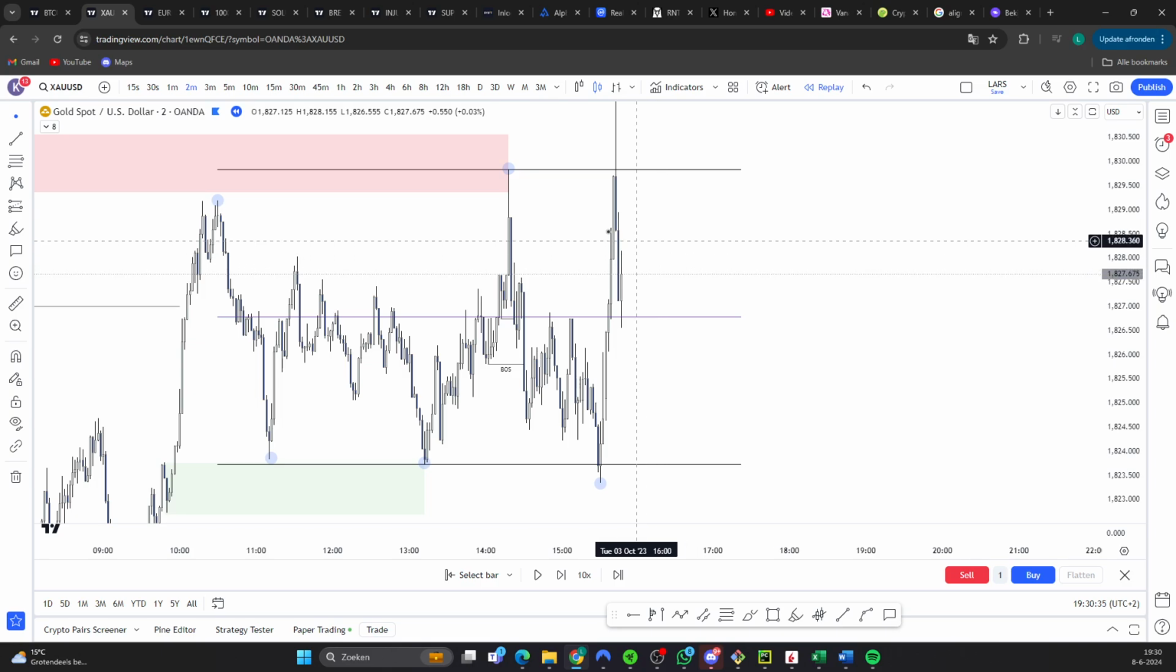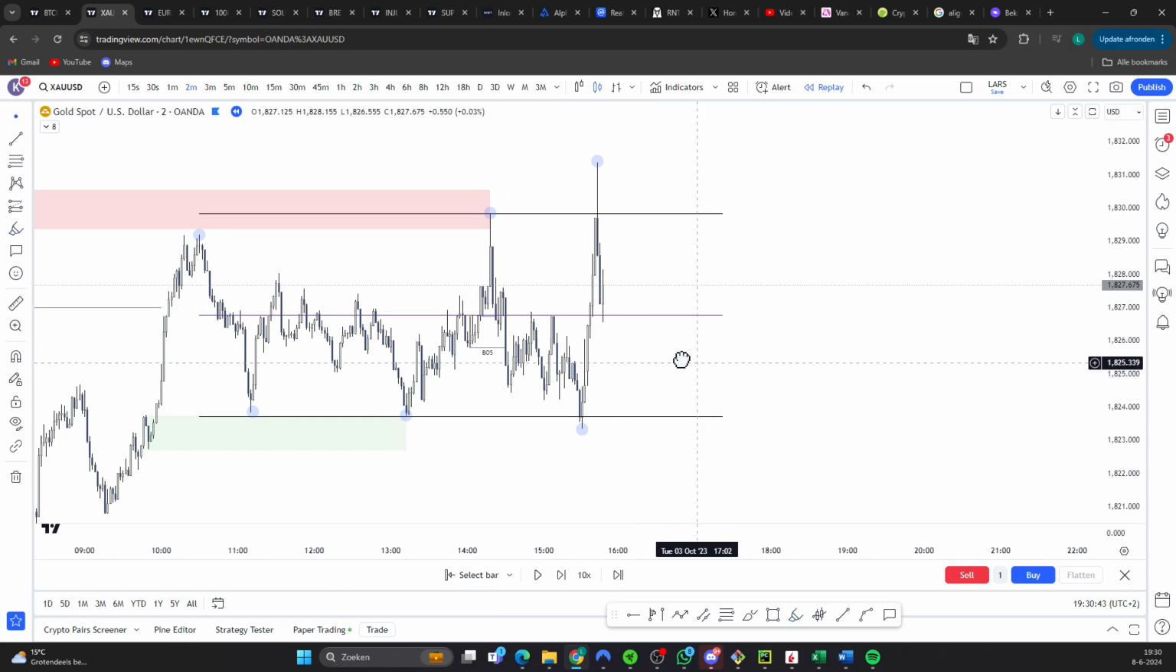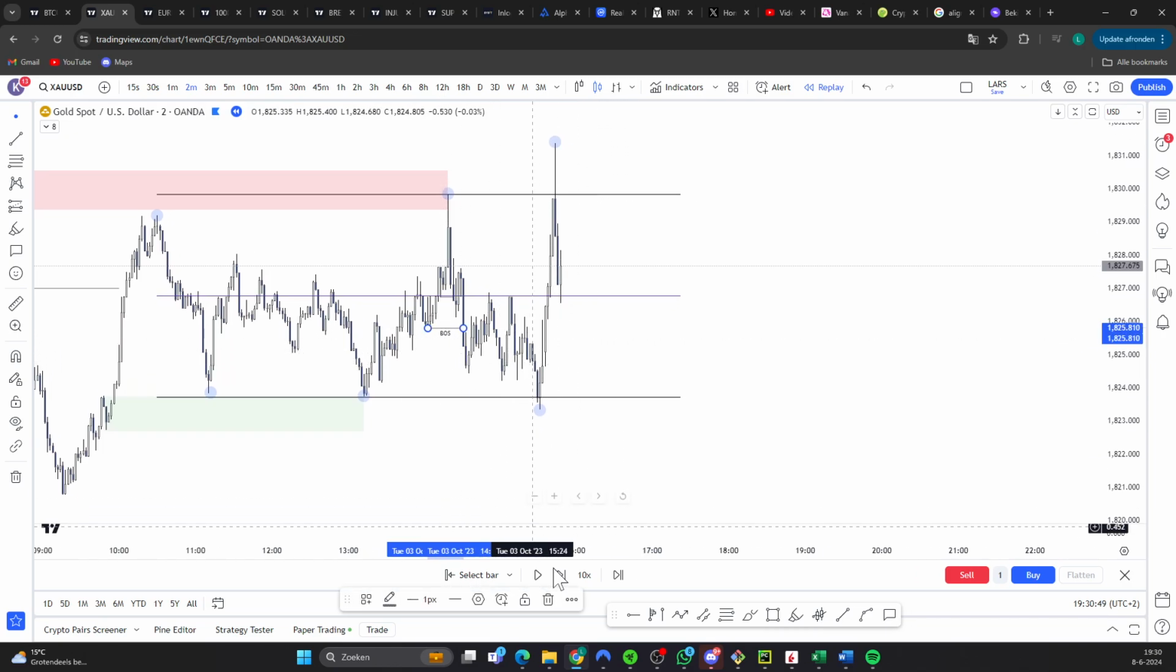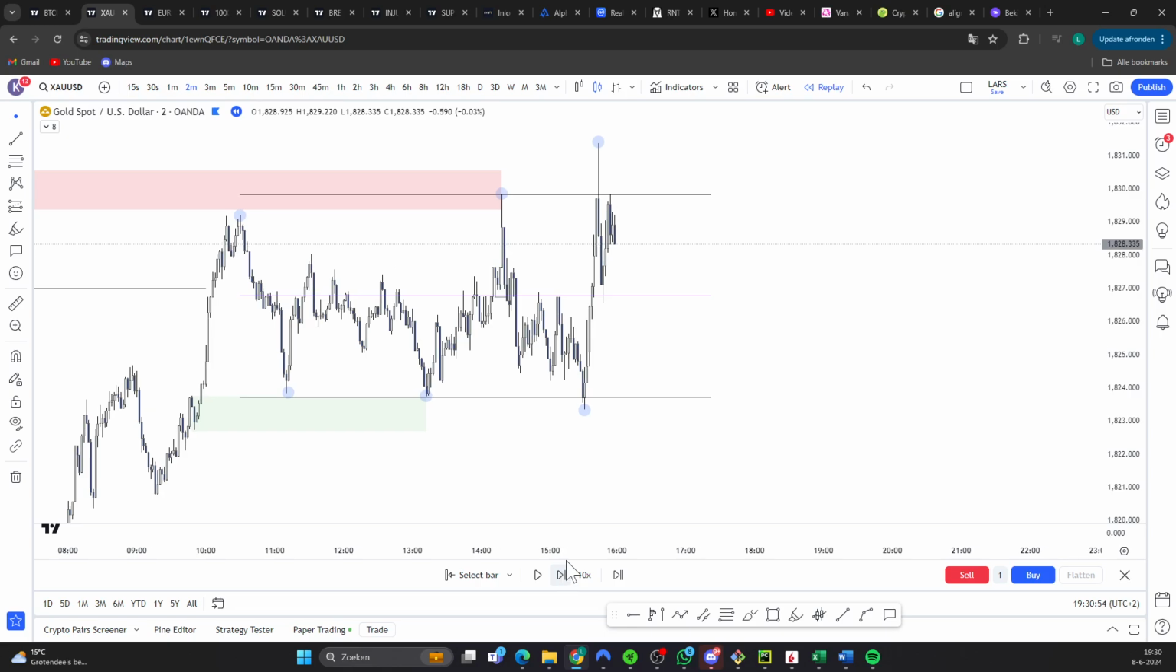Now, can this turn into Model 1? 100% it can. But again, is there structure in here to confirm an entry? There probably isn't.